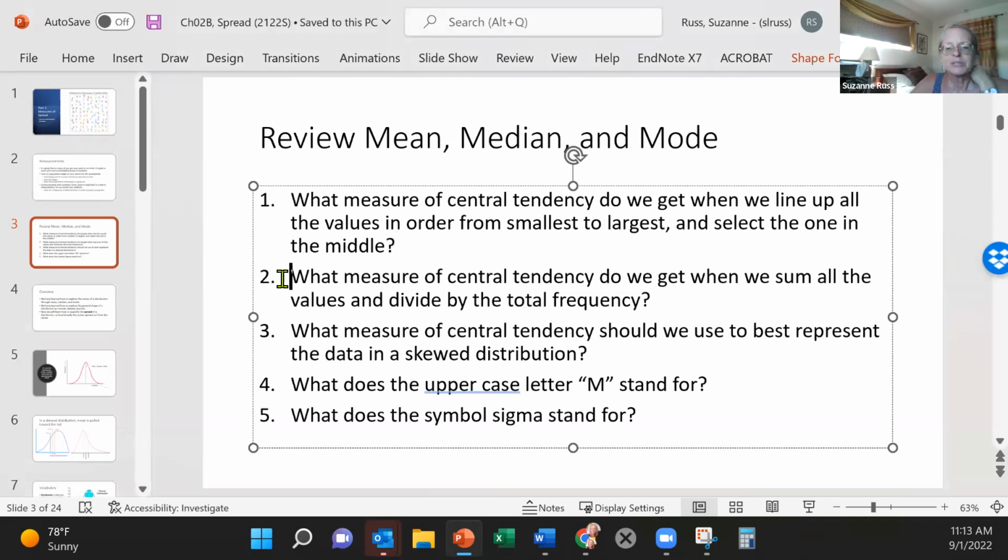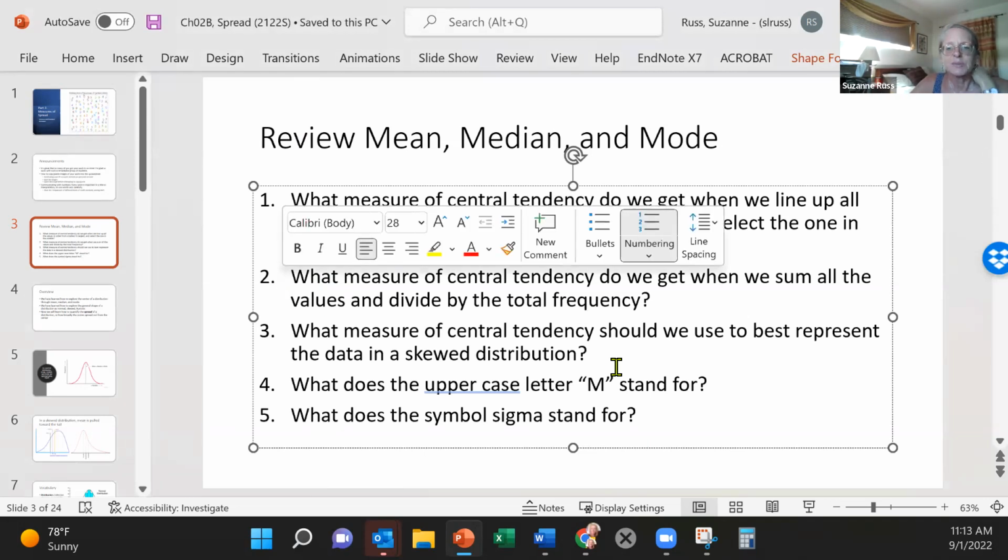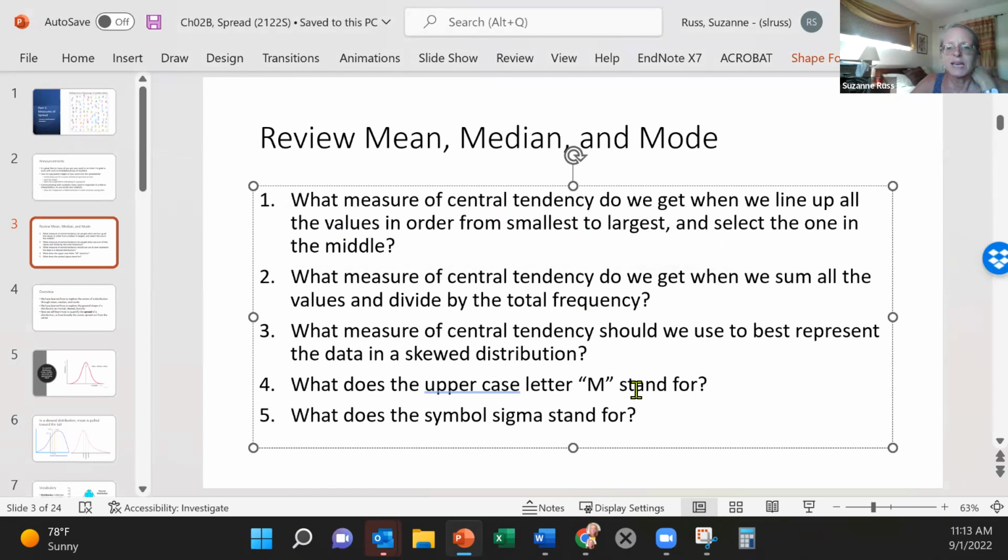Number 2, what measure of central tendency do we get when we sum all the values and divide by the total? I'm going to change this to number, and I'm going to write N, because that's how we'll be abbreviating this later on. Correct, Sean. Looking for 4 more answers to number 2.